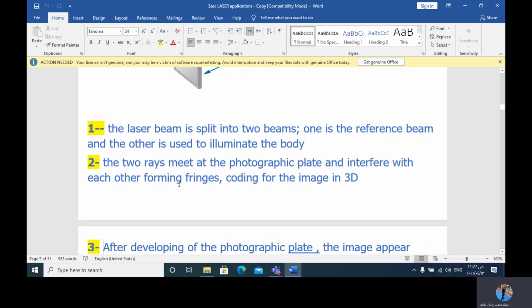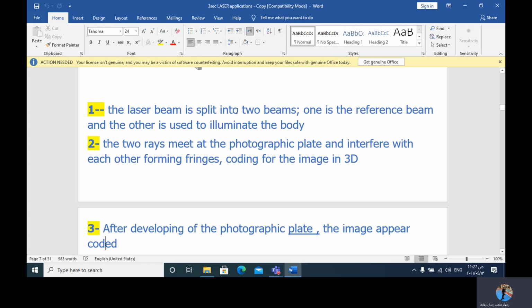So let's now put them in steps. The laser beam is split into two beams. One is the reference beam, and the other is used to illuminate the body. So now we are talking about how we start forming a hologram. We use a laser, because the laser is the only kind of light source that will provide me with coherent waves. Now, the laser beam will split into two beams. I use the first one as a reference beam, and the second one I will use to illuminate the body.